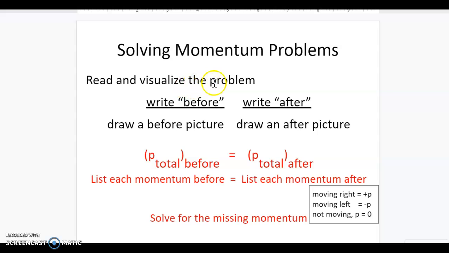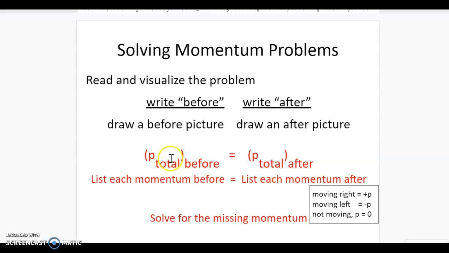read through and visualize the problem. We write before and after and separate out the problem between those two things. Draw a picture for before something happened. It's like when we say before, it's like before things collide or before things push off of each other or explode. And then we draw a picture for after that happens.